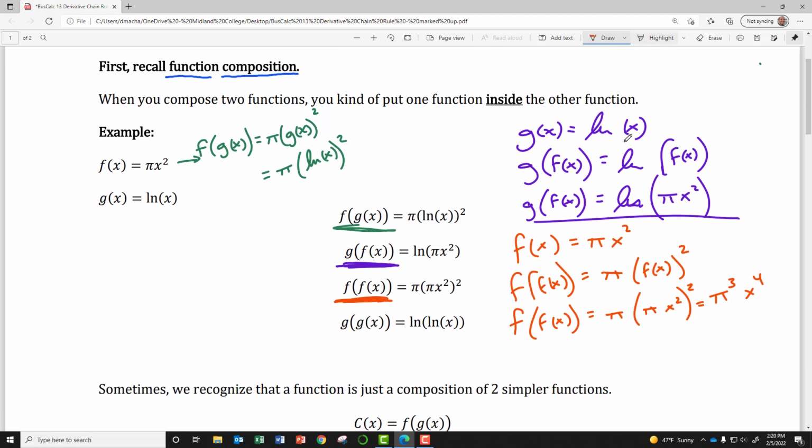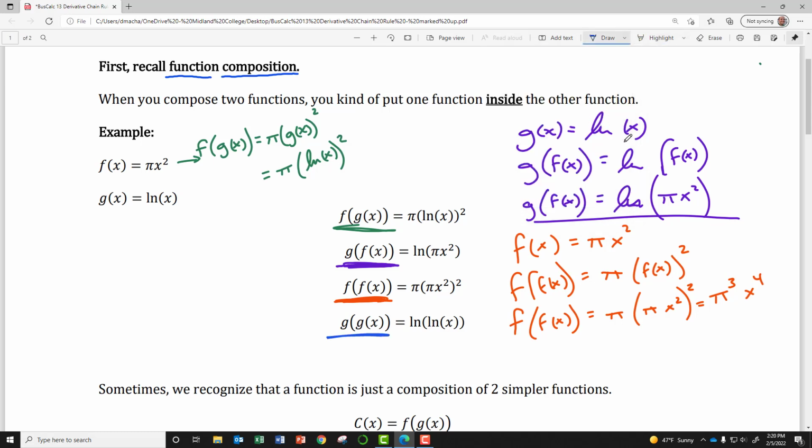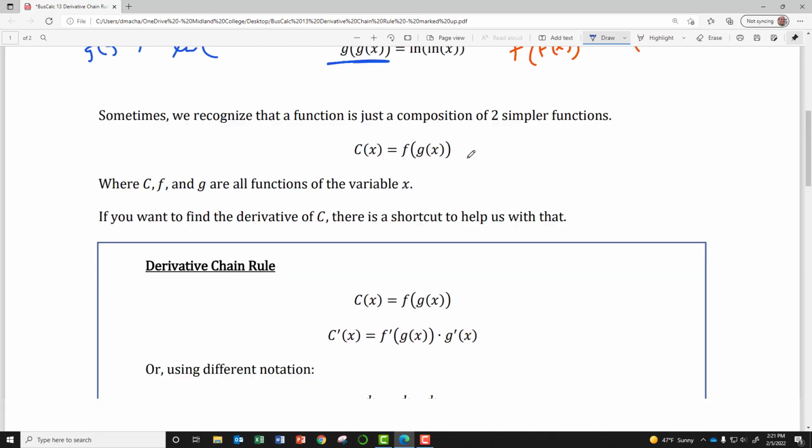And there's one more example. If I compose the function g with itself, I'll put this in blue. So g of x is just that natural log function, and so g of g of x would be natural log of g of x, and so g of g of x is then natural log of natural log of x. Okay, no way to simplify that though. But hopefully you're getting the idea, and you know what I mean then later whenever I say inside function, outside function, and so on.